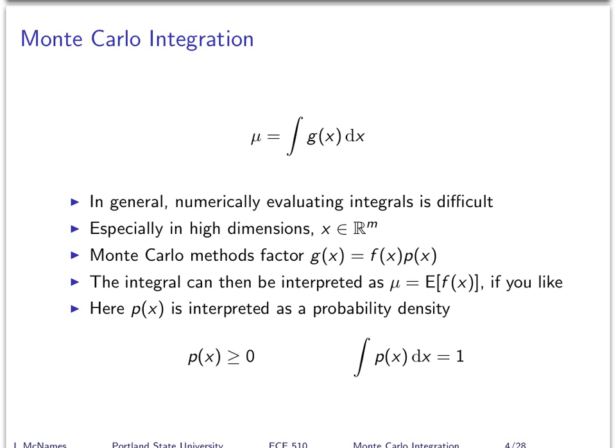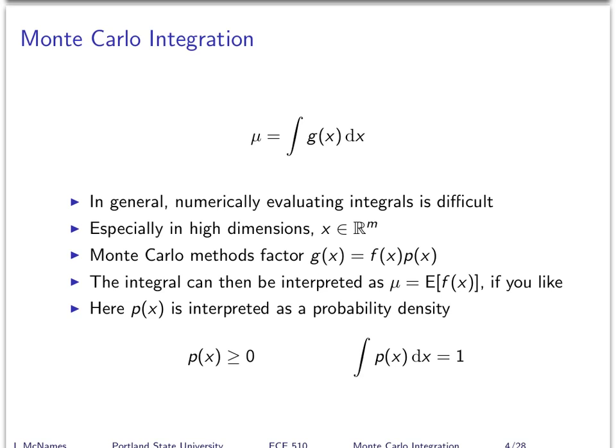The choice of p of x is deliberate. P of x is going to have the same properties as a PDF, and we'll think of it as a PDF. So I can do this for any function f of x. The simple choice is to choose a uniform distribution over whatever the full range of the integral is, in which case this just becomes a constant, and this becomes the inverse of that constant. So the product gets you back to g of x.